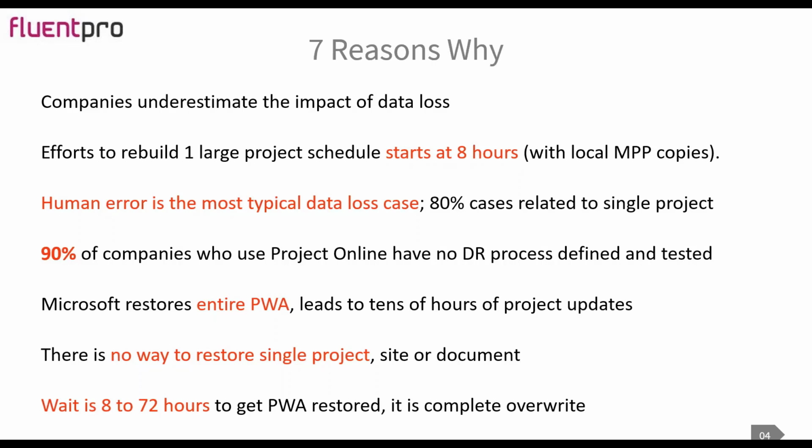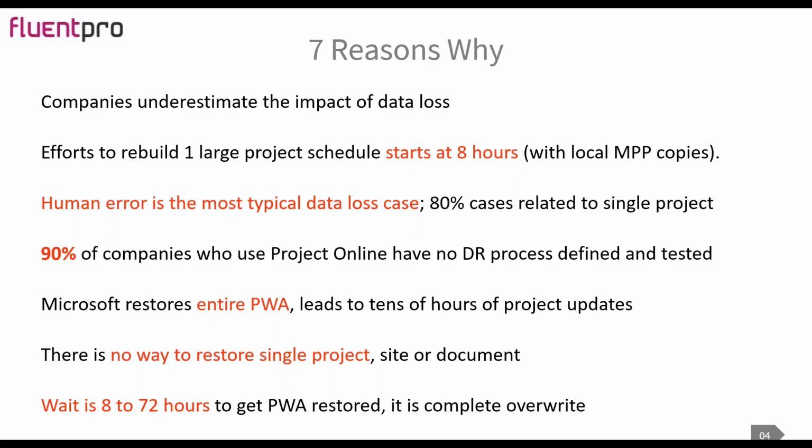Even more, the typical data loss that companies experience when we talk about project management is mostly human error. Someone just went and pressed delete on a collapsed summary task. The task will be deleted, and the schedule rescheduled. So it's mostly human error, typos, deleting some information, deleting a project, rewriting some information, restoring an old copy from an MPP file, dragging and dropping data. In 80% of cases, it's related to a single project.